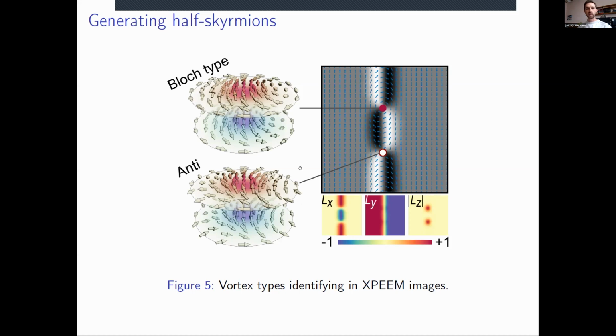And that's typical of an anti-half-skyrmion or an anti-vortex. So when we get this chirality reversal in the 180-degree domain wall, what we've formed is a vortex anti-vortex pair, and we know that they are topologically non-trivial based on these micromagnetic simulations.